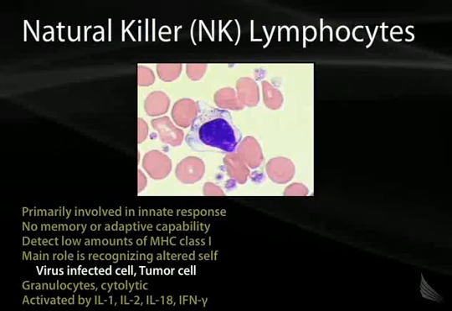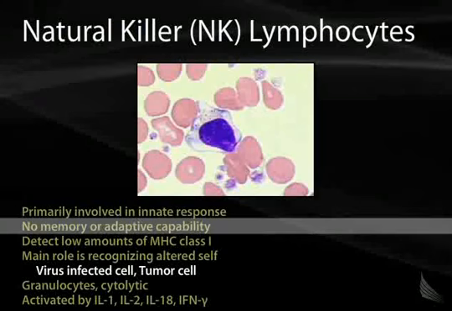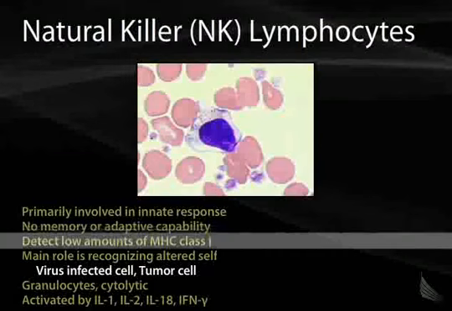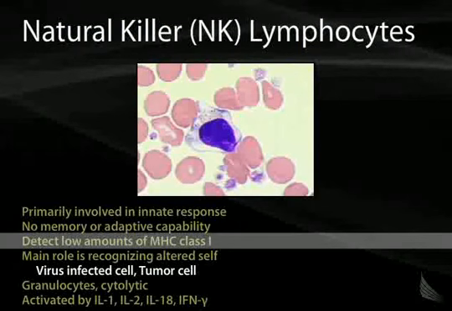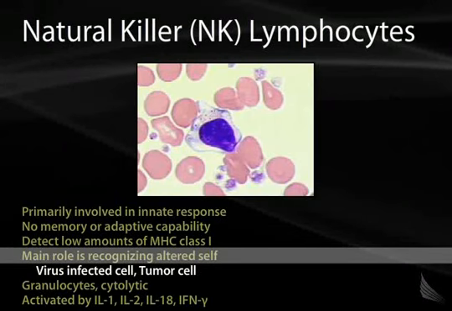Moving on, natural killer lymphocytes is another type of lymphocyte. However, it's different than being T lymphocytes in that it is not part of the adaptive immune response. Natural killer cells are part of the innate immune response. They don't have memory capability or adaptive capability that the T and B cells have. And what these cells do is they go around and detect low amounts of MHC class 1. They look at all nucleated cells and they decide if there's any cell that has downregulated its expression of MHC class 1. Now, why would a cell do that?